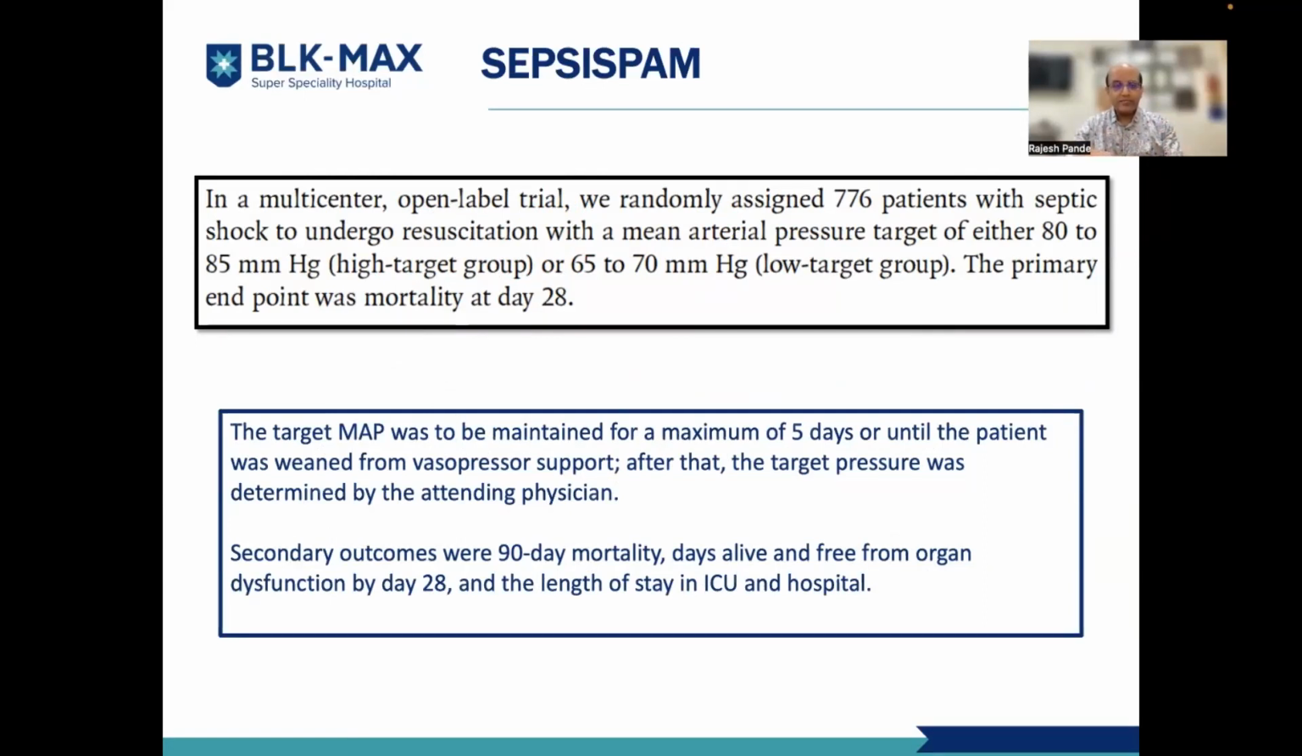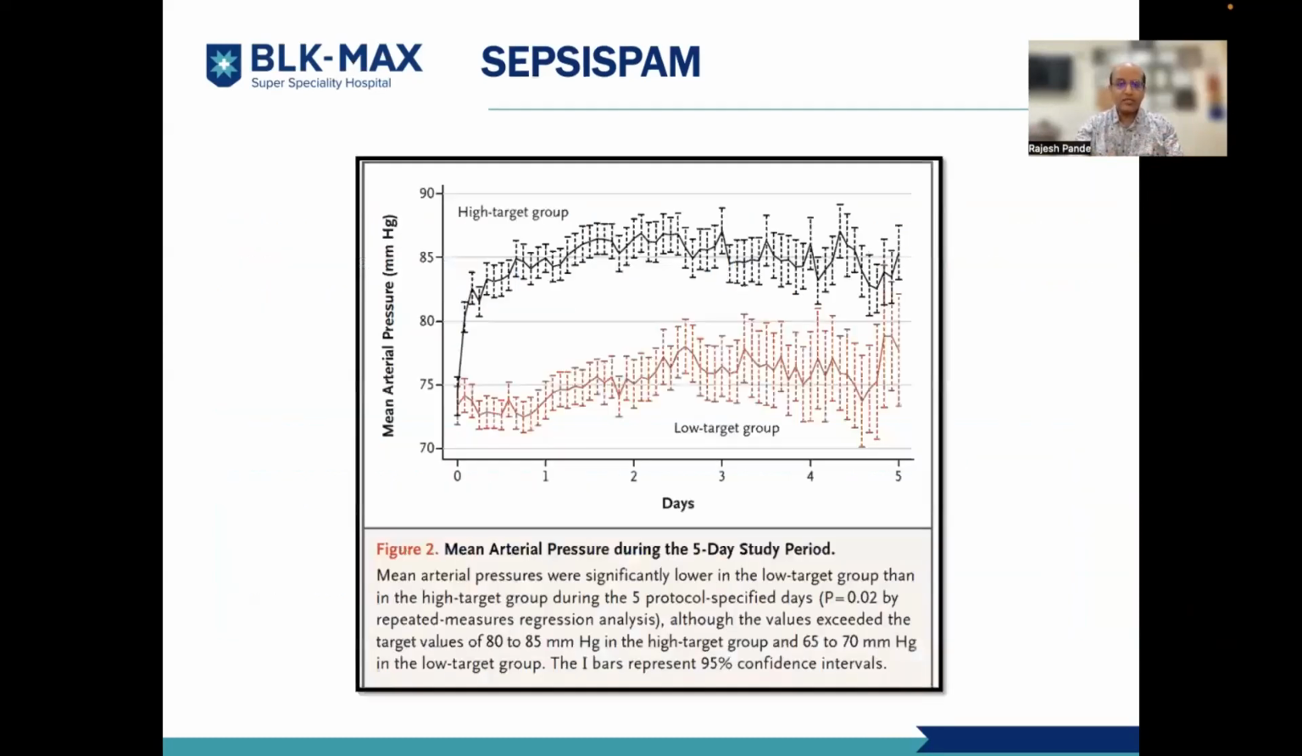The target mean arterial pressure was to be maintained for a maximum of 5 days or until the patient was weaned from vasopressor support. After that, the target pressure was decided by the attending physician. Secondary outcomes in the study included 90-day mortality, days alive and free from organ dysfunction by day 28, and length of stay in the ICU and hospital.